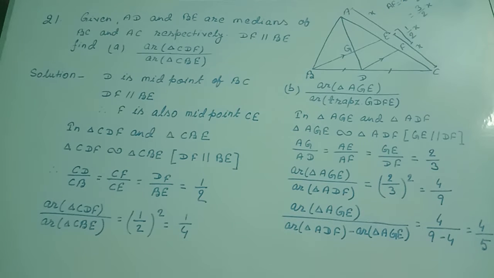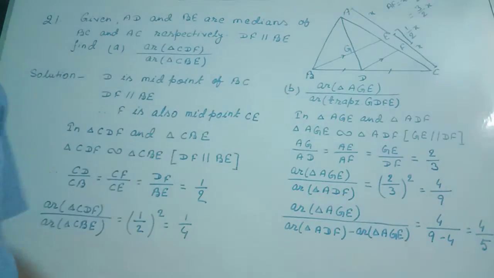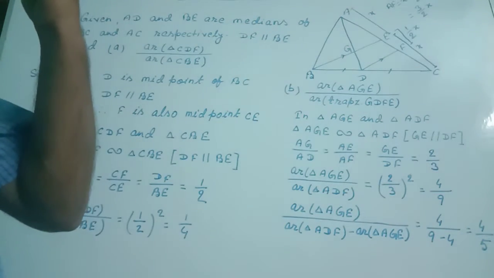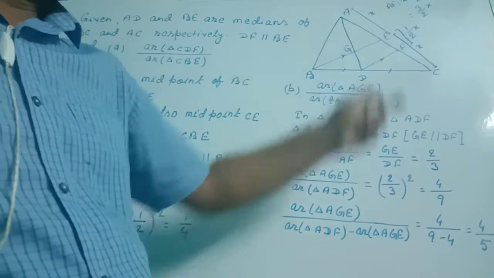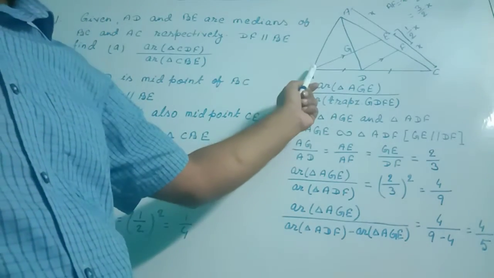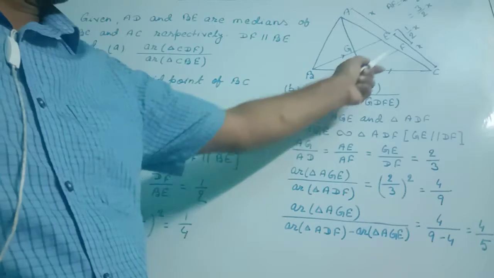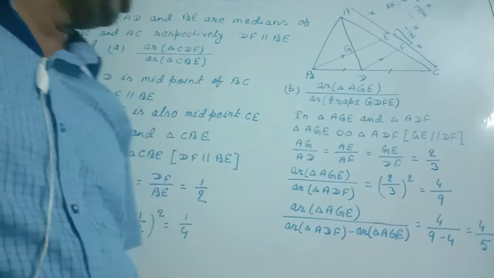We are solving similarity. Let us discuss question number 21 in which this figure ABC is given. This AD is median and BE is also median, and DF is drawn parallel to BE.